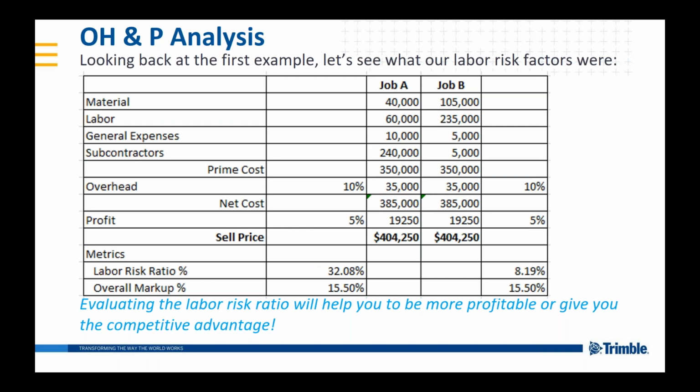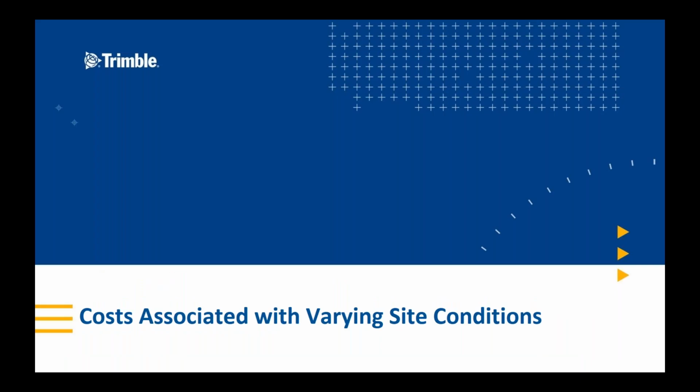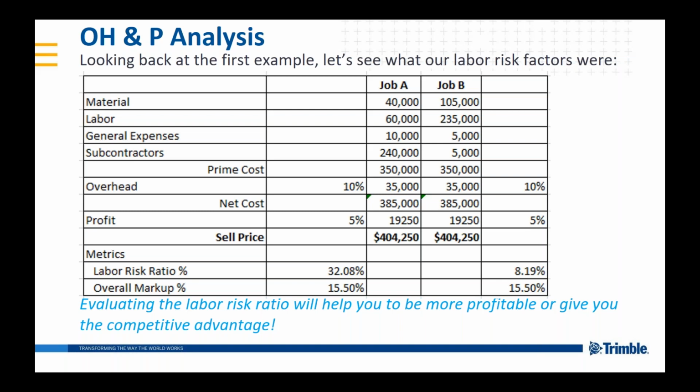Job B, however, look at that. If I had gone with 10 and 5, man, I would have only had an 8% markup on there. So now if I went over on 8% of my labor costs, I'm going to be out of pocket. I've burned all of my profit. So this again is a really great reason why you should always evaluate your labor risk ratio. Evaluating that ratio will help you to be more profitable and hopefully give you the competitive advantage, because then you can lower that if this was the case.